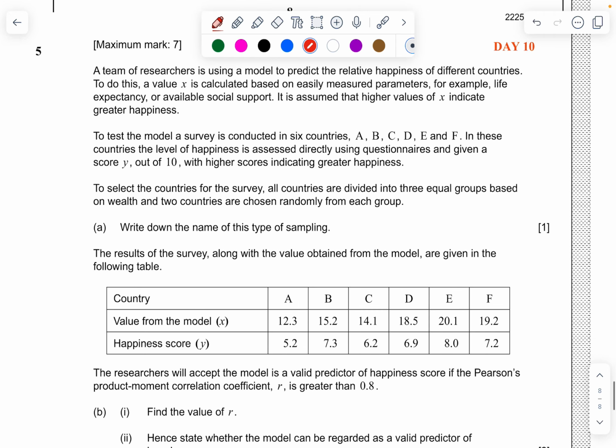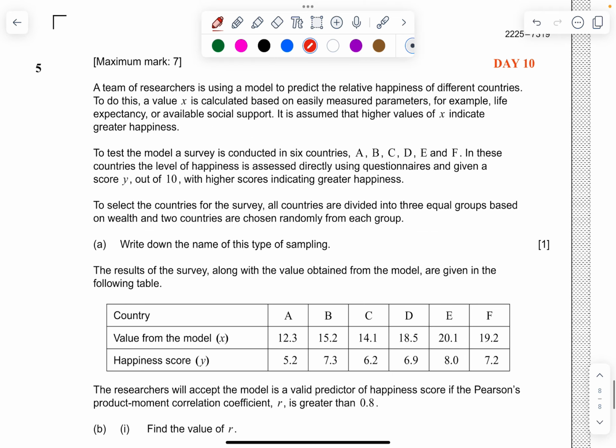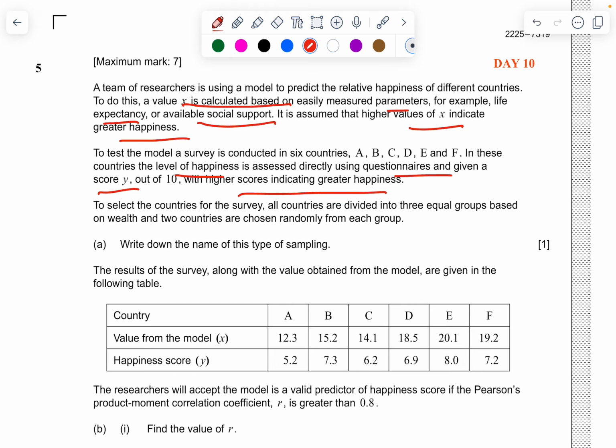And the last question. A team of researchers is using a model to predict the relative happiness of different countries. To do this, value X is calculated based on easily measured parameters, for example, life expectancy and availability of social support. The higher the value of X, the greater the happiness. Then the level of happiness is assessed directly by a questionnaire, giving a score Y. The higher the score, the greater the happiness.